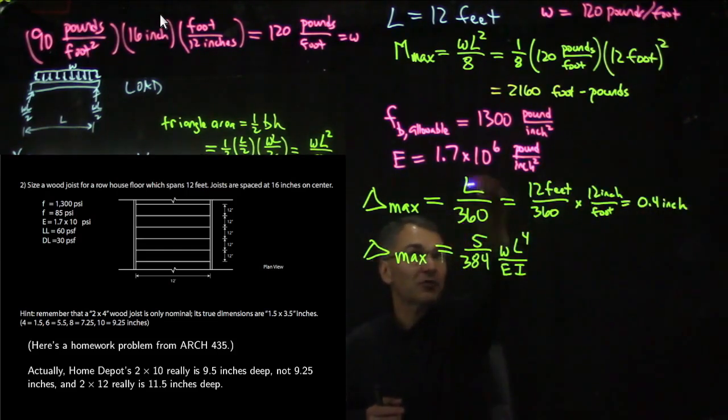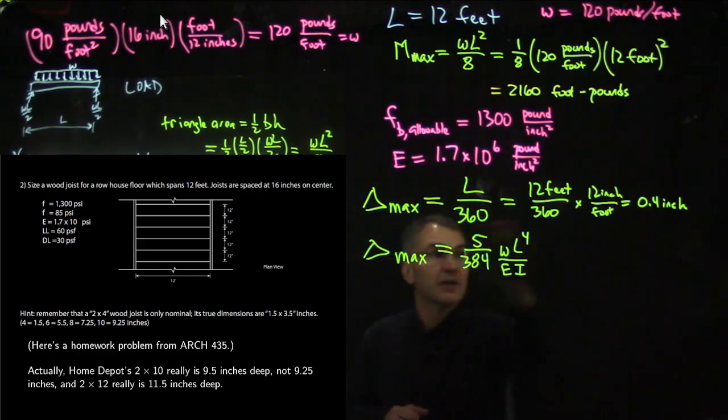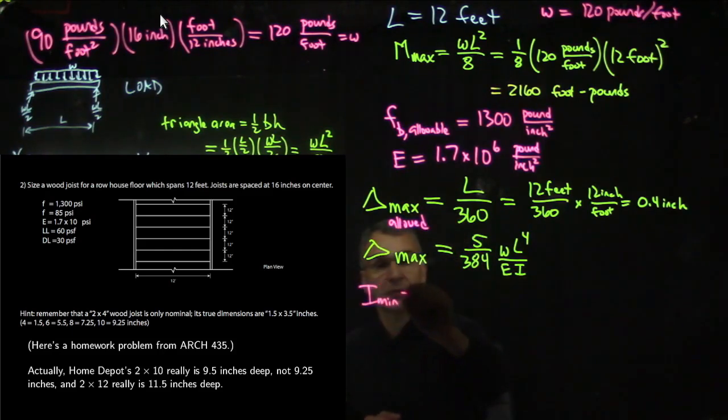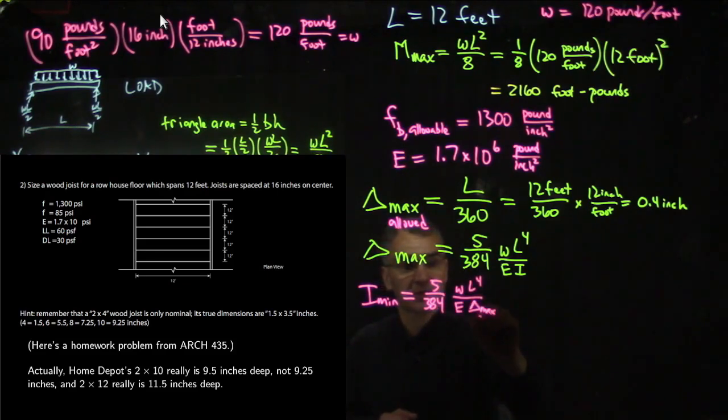Again, we have to ask Professor Farley about this. I think whether it's L over 360 or L over 240 might depend on whether or not it's supporting a plaster ceiling. So we know our delta max allowable value. Then we can just move this delta max down here and move I over here so we can figure out what the minimum value of area moment of inertia, second moment of area, is. So the minimum I allowed is 5 over 384 WL to the 4th over E times the maximum allowed deflection.